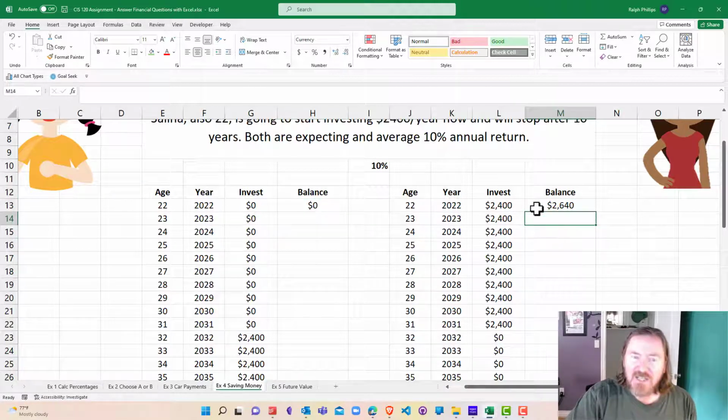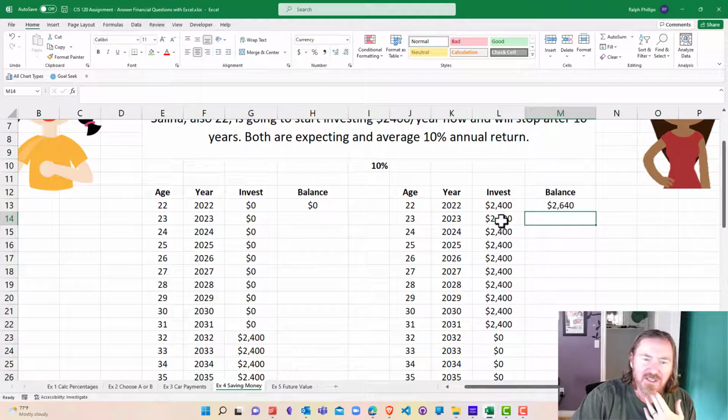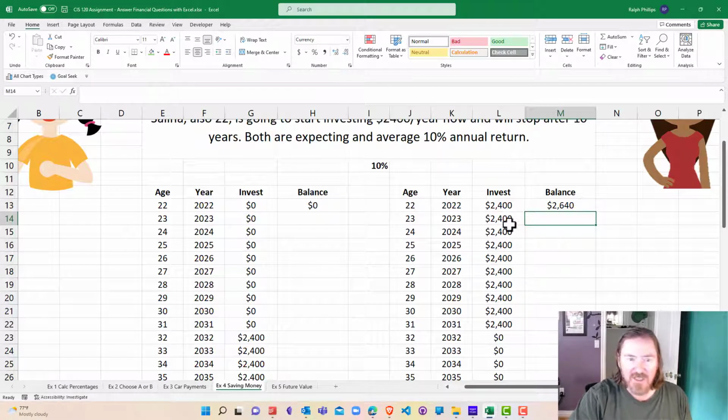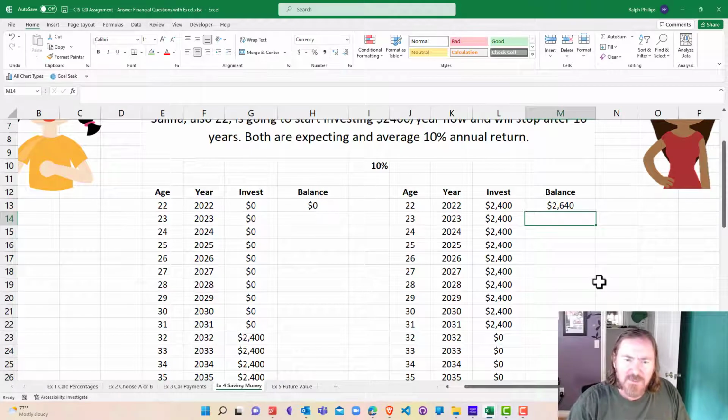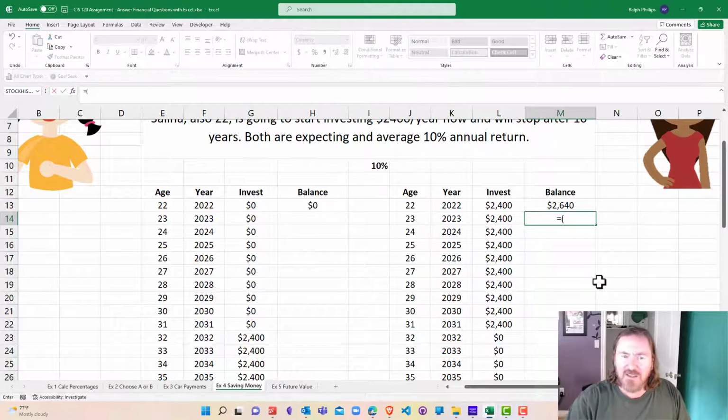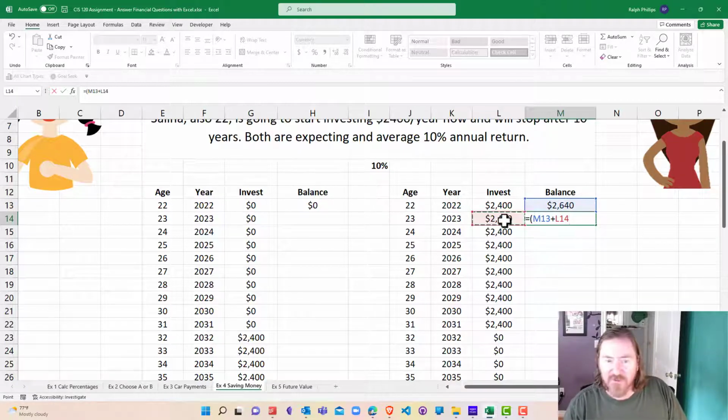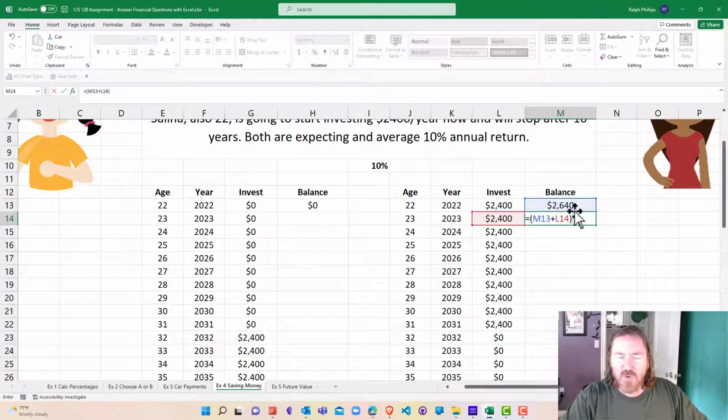That'll be a little bit different because the second year includes not only the ending balance from the prior year, but now I'm throwing in additional money. So let's see. This is going to be equal to, I'm going to do parentheses here, my previous balance from December 31st plus my new investment from January 1st of the next year. Okay, so I've got this really big number, right? I've got 2,640 plus 2,400. So what do we got there? So that's like over 5 grand.